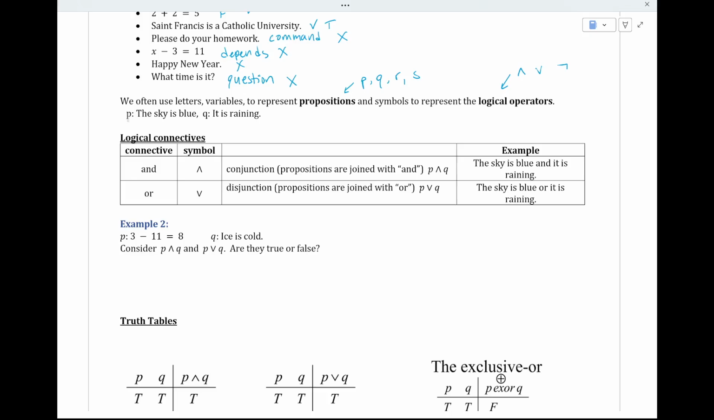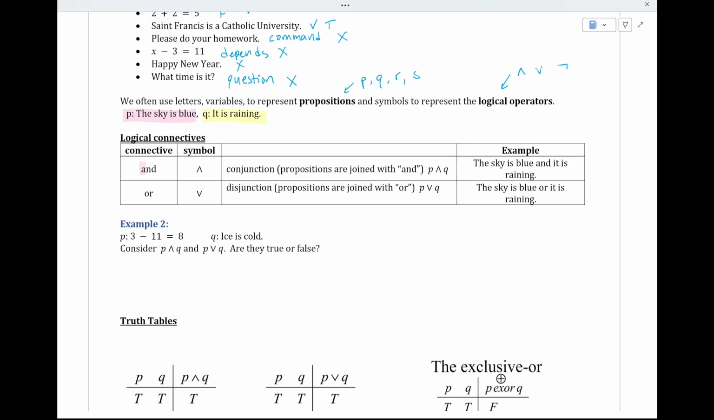So here are 2 propositions. 1, the sky is blue. And 2, it is raining. So P is the sky is blue and Q is it is raining. So we can use some logical connectives to talk about these 2 statements together.